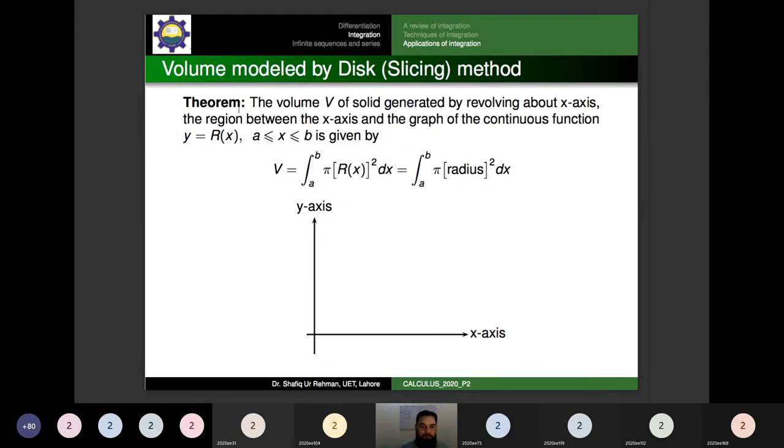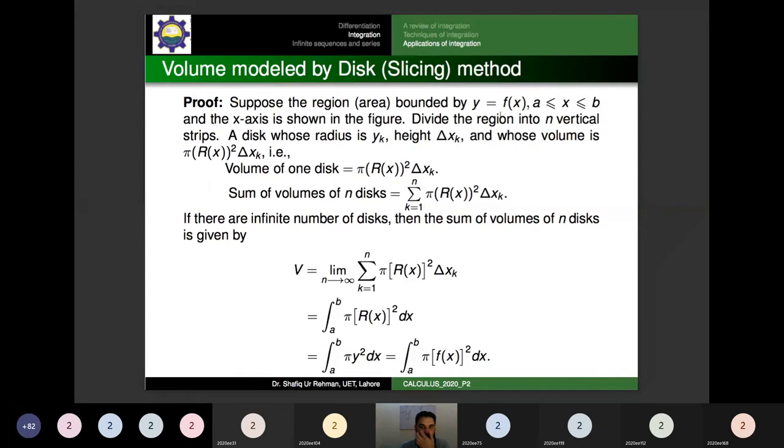So the first one is there. When y is a function of x, the x-axis is involved, and the limits are with respect to x from a to b. What we do is subdivide the region, for example, bounded by y equals f of x, into n vertical strips. Then we consider only one disk, for example, with radius yk and height delta xk. The volume would be described by this.